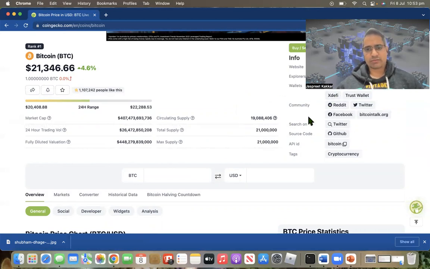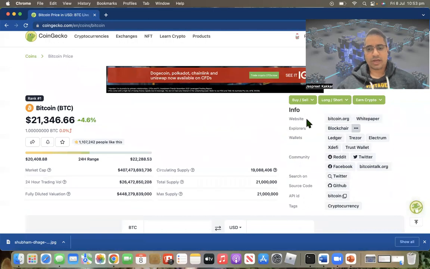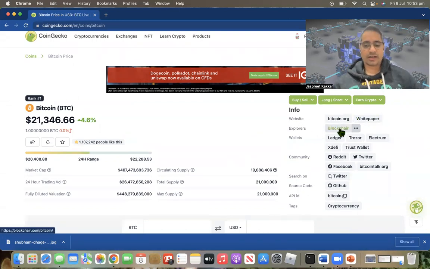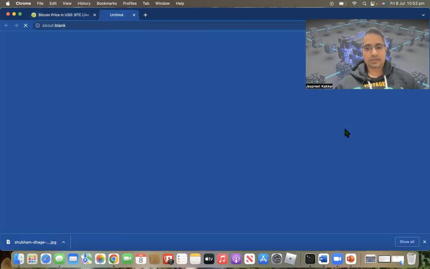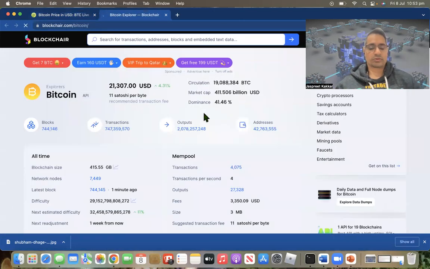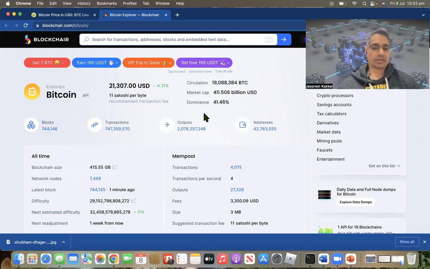On the right, you have some information. You have the website, bitcoin.org. You can even check the white paper here. And then you have the block explorers. I will take a moment and show you the block explorers also. So let's go to their block explorer. As I told you previously, Bitcoin is an open permissionless network. It's open and transparent. You can just go in and look at any transactions.